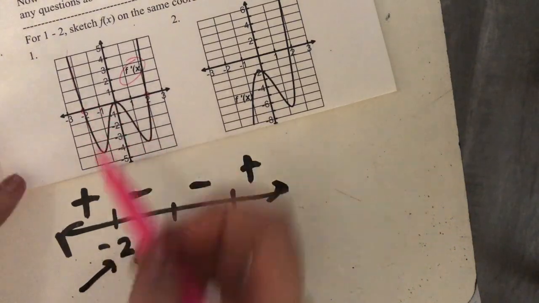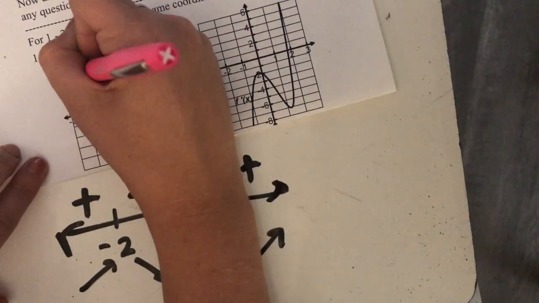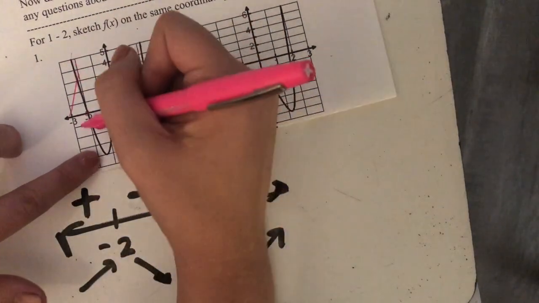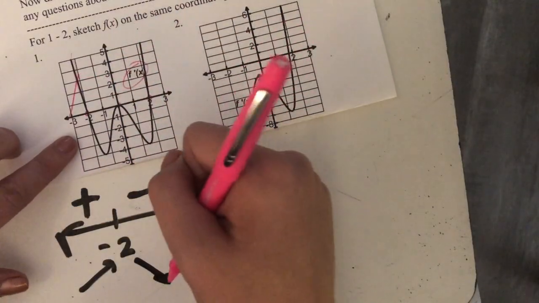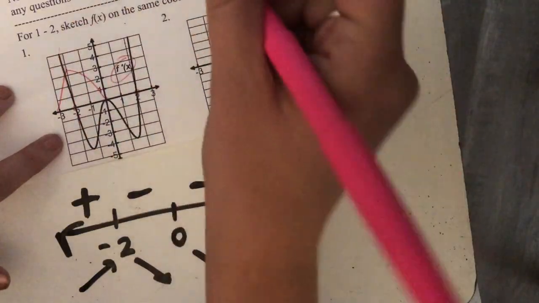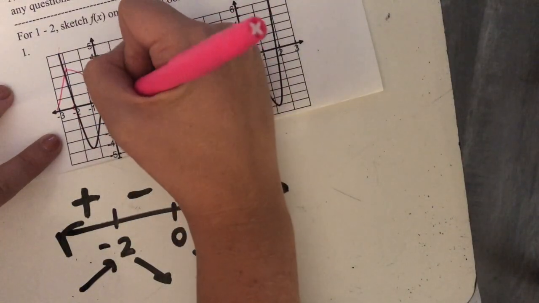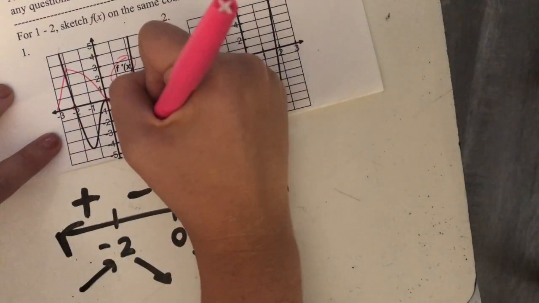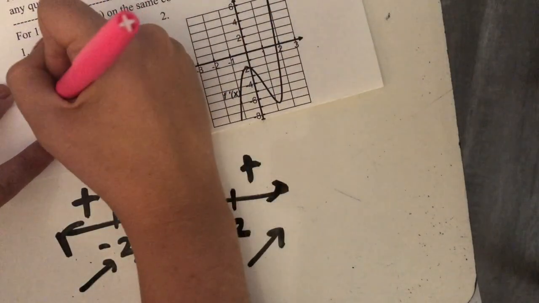So it doesn't matter where your points are. All that I care about is that I'm increasing until -2. So I must just be going up until -2. Again, doesn't matter what height you're doing it. If you did it down here, that's fine too, just as long as it's increasing. Then I'm going down and then down again. So I'm going down until 0. And then I'm going to keep going down until 2, at which point I turn around and come back up.